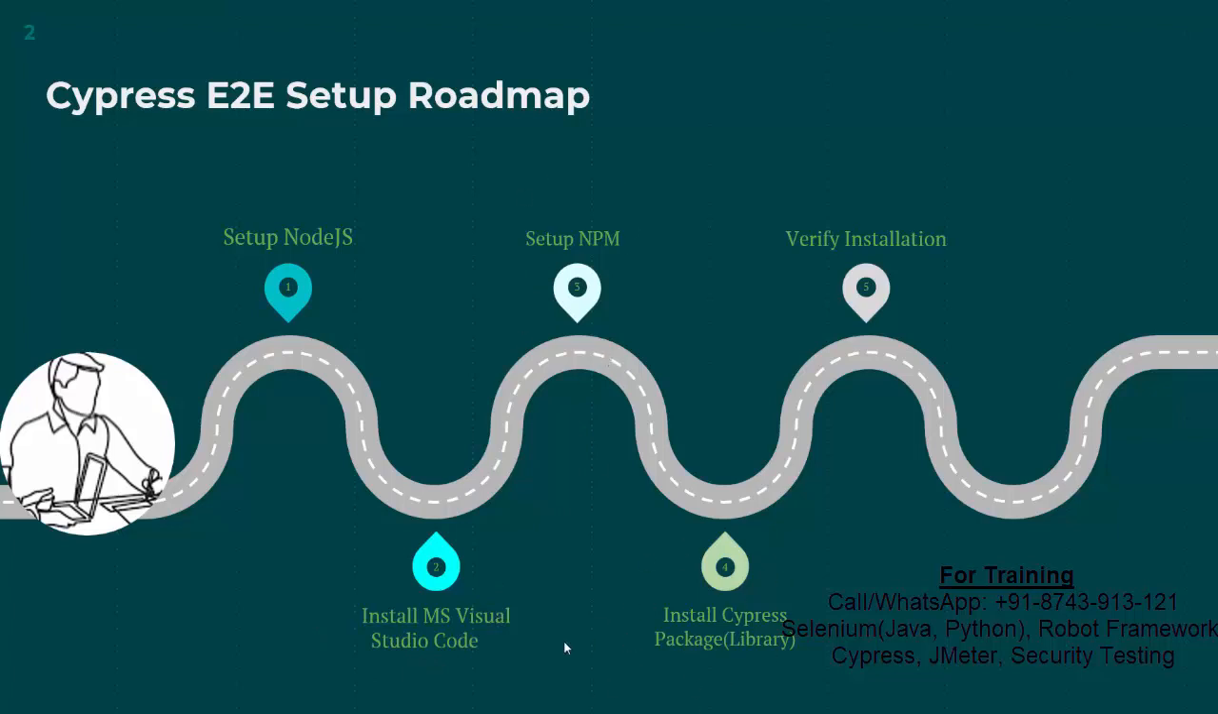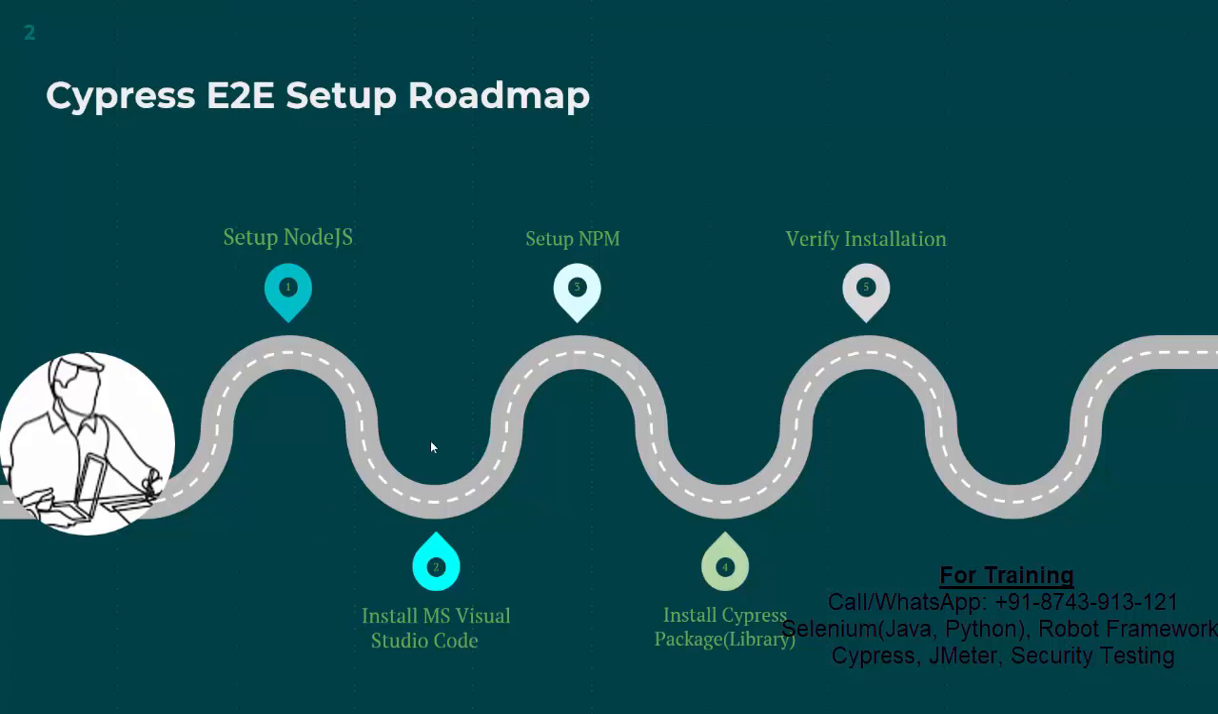Now we need to install the Cypress package, or we can call it a library. As of now, I'm going to show you how we can install it, but later on, when we are going to work on the project, we will do a separate installation for each project. I'll explain why we are going to do a separate installation in the coming videos. But as of now, I'm just showing you how to install any library, it could be Cypress or any other library, here on Node.js.